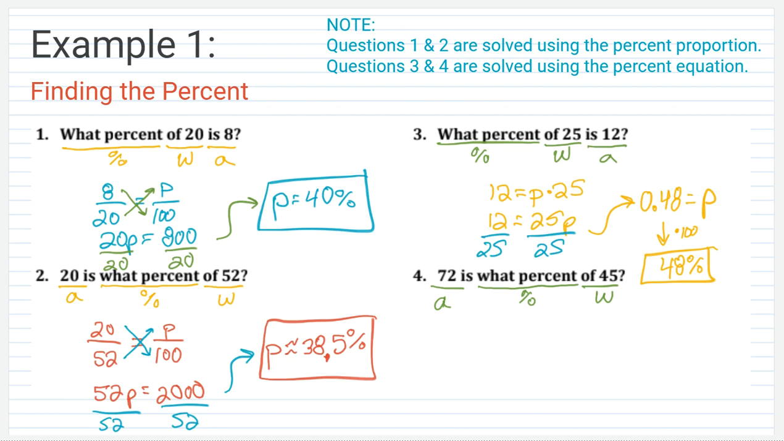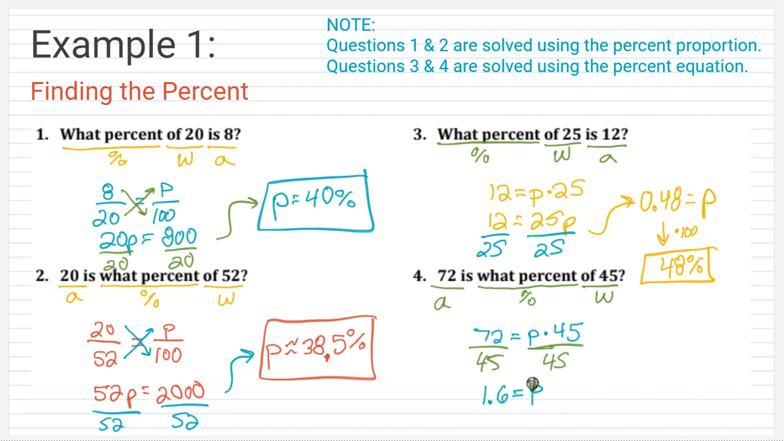So when I set up my equation, A equals P times W, it's going to say 72 equals our percent times the whole, 45. And then to solve this, we're just going to divide both sides by what our variable is being multiplied by. So we're going to divide both sides by 45. And so now we're going to do 72 divided by 45. And we get an answer of 1.6, or 1 6/10 for P.